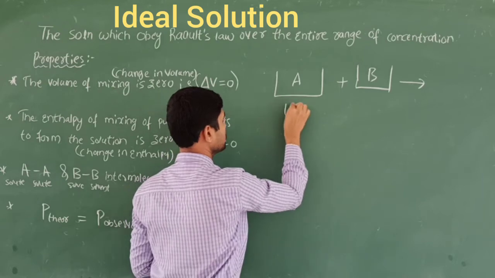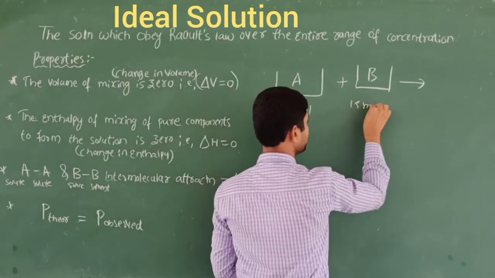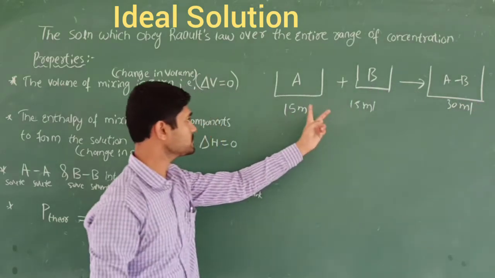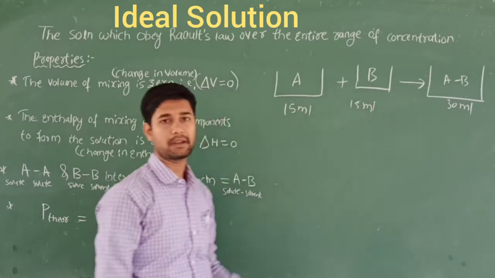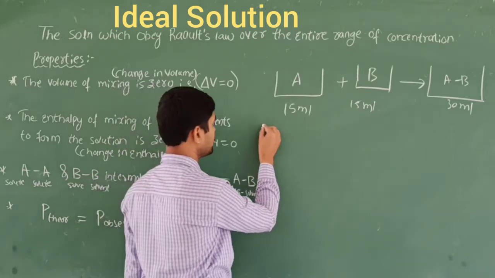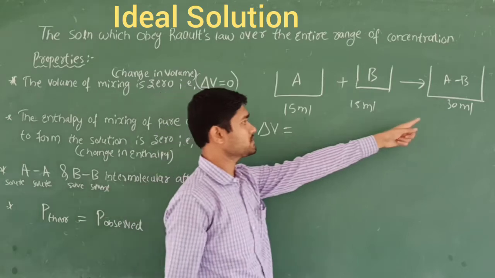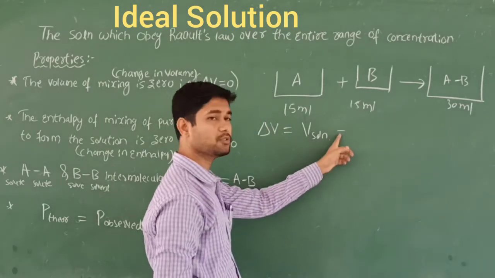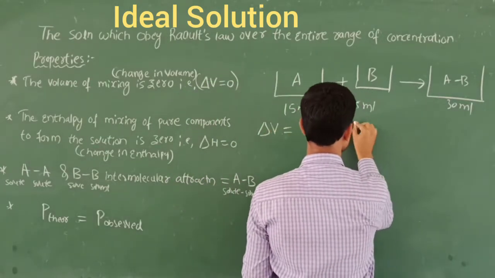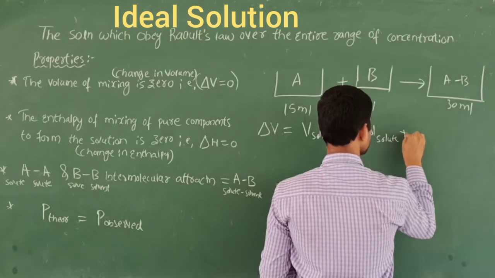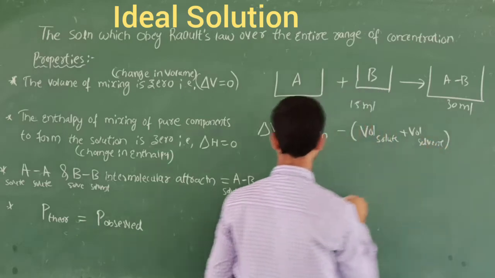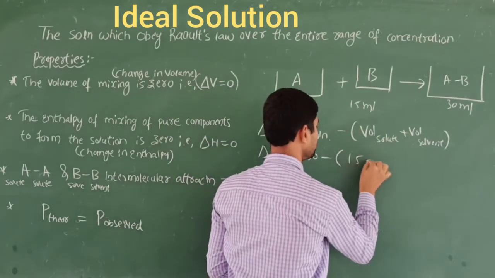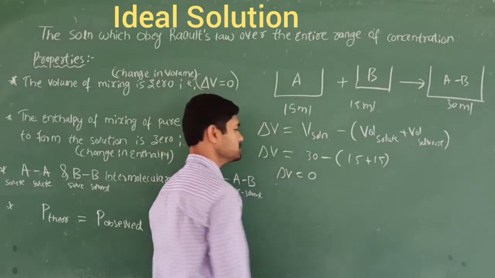If I take around 15 ml of this and 15 ml of that, what is the result? That is the mixture AB. How much does it contain? 30 ml. I add solute plus solvent and get the solution, which is 30 ml. So the change in volume must be equal to 0. The change in volume is the volume of the solution minus the volume of the solute plus the volume of the solvent. The volume of the solution is 30 ml minus 15 plus 15. So delta V is equal to 0. That is the change in volume.